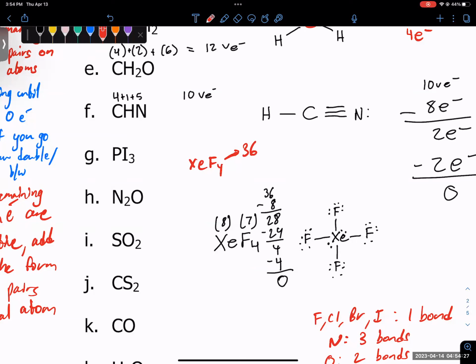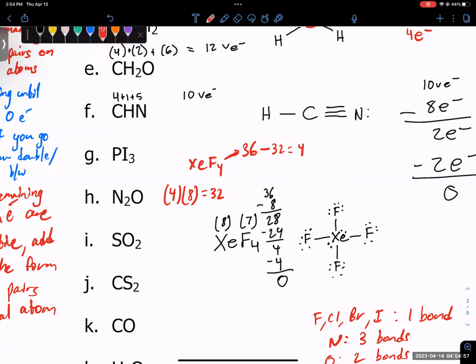Then you're going to take the terminal atoms and multiply them by 8. So 4 times 8 is what? 32. So 4 times 8 is 32. And then you're going to take 32 and subtract it from your total valence electrons. So 36 minus 32 is 4.